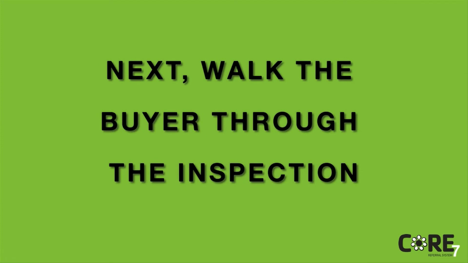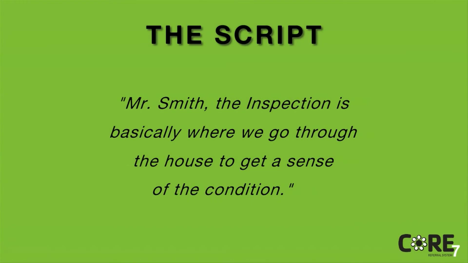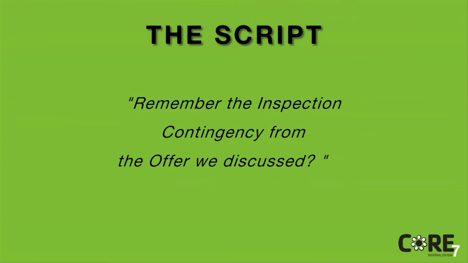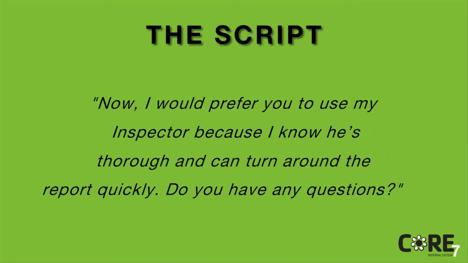Next, you want to address the inspection with your client. Again, it's important to discuss the information at a high level in the buyer's meeting. The scripting I like to use for this is, Mr. Smith, the inspection is basically where we go through the house to get a sense of the condition. Remember the inspection contingency from the offer we discussed? This is where we want to have a reliable inspector review the property. Now, I would prefer you to use my inspector because I know he's thorough and can turn around the report quickly. Do you have any questions?